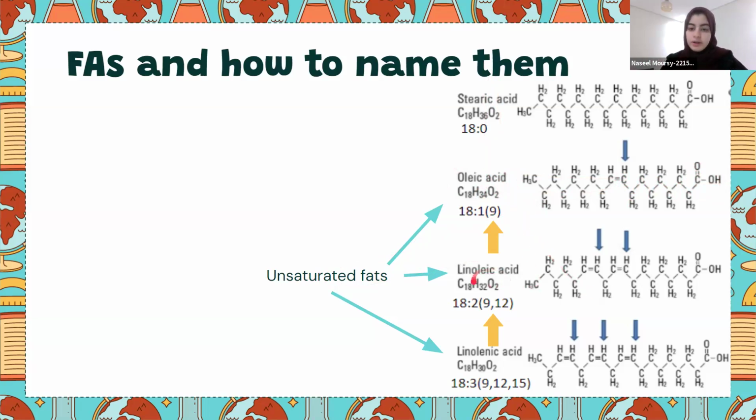Moving on, we have linoleic acid. Here we can see we have 2 double bonds, one at position 9, one at position 12. Starting off from linoleic acid and down, we cannot make them in the body. So linoleic acid is an essential fatty acid. Same thing for linolenic acid, which has 3 double bonds, at positions 9, 12, and 15. It cannot be made in the body. So these two are essential fatty acids.